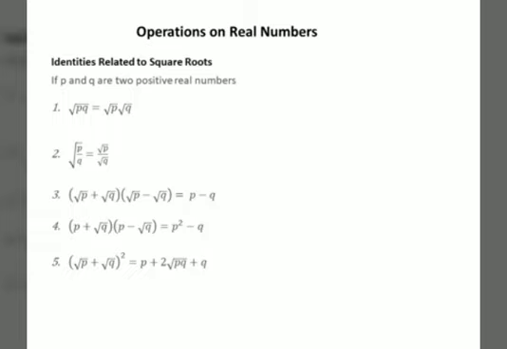We will see exercise 1.5. First sum. Classify the following numbers as rational or irrational. In that first sum, 2 minus root 5. 2 is a rational number. Root 5 is an irrational number. Here the 2 minus root 5 value is 2.2360, it goes on. It is non-terminating, non-recurring.